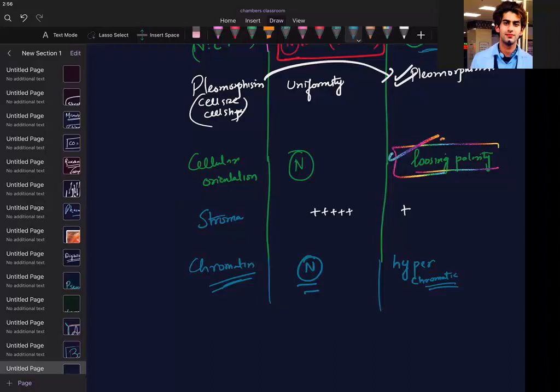Which of the following will be showing atypical mitotic figures? Atypical mitotic figures will be seen here more. Very nice. Malignant. Here only 1 plus I should write, or rare, plus or minus. Okay.